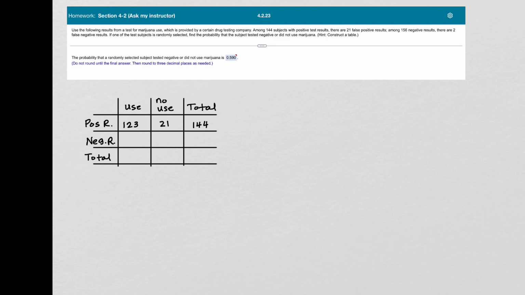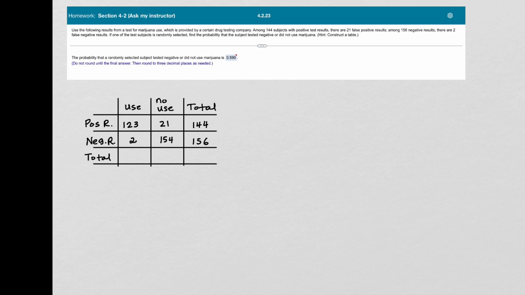In the next part of the sentence, it says among 156 negative results, there are 2 false negatives. So that means that even though the test result said that it was negative, they did actually use marijuana. So that's 2 people there. And that means that there were 154 who tested negative and did not use marijuana. And that's what we would expect to see, a high number who didn't use if the test result is negative.